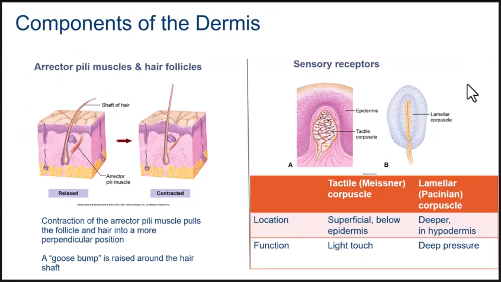In terms of function, it is the more superficial tactile Meissner corpuscle that is involved in our ability to detect light touch, whereas the lamellar Pacinian corpuscles, the deeper ones, are also involved in detecting touch sensations, but from a deep pressure perspective. So the deeper of the two is responsible for deep pressure.